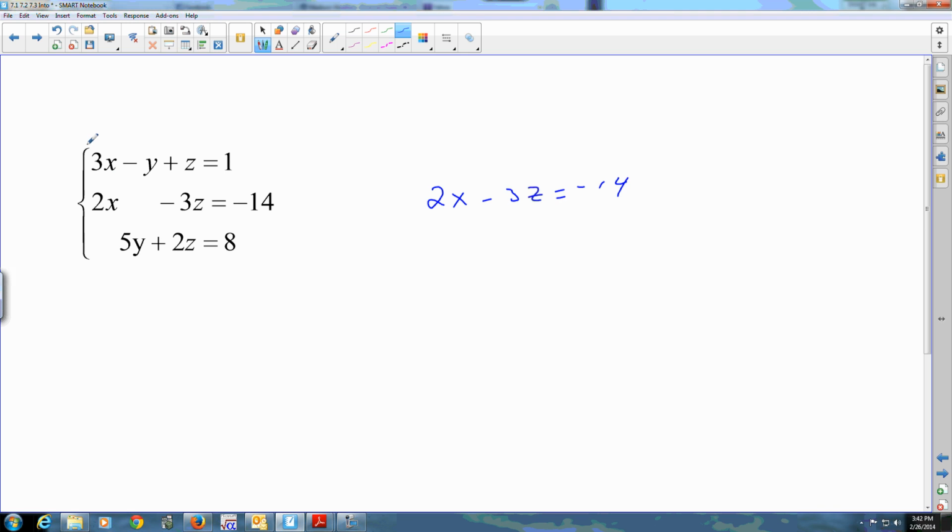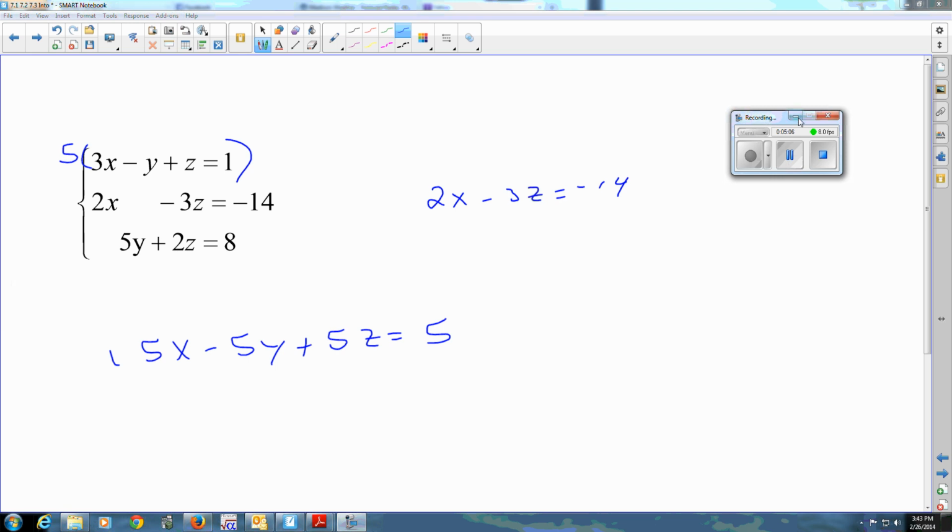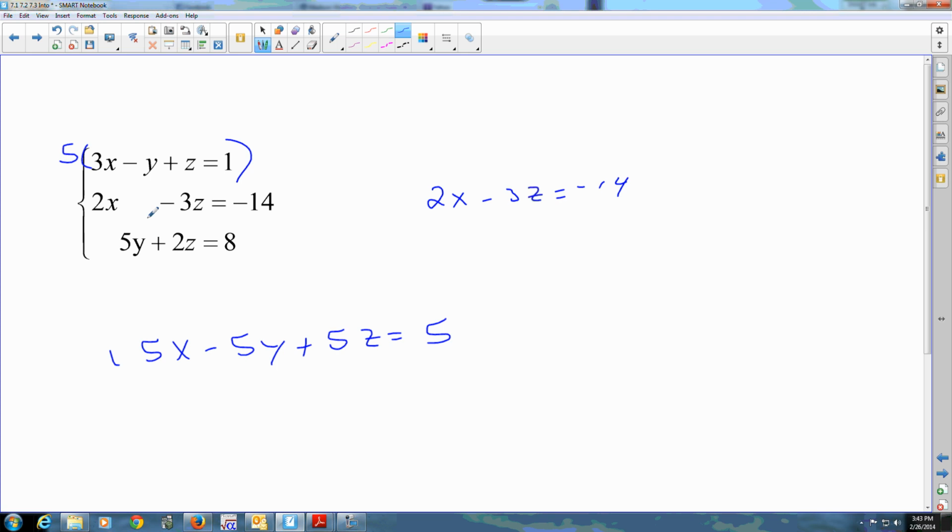So if I take this top equation and multiply it by 5, I get 15x minus 5y plus 5z is equal to 5. Sorry for the interruption. I took 5 and multiplied it through the top equation. The bottom equation is 5y plus 2z is equal to 8. If you combine these two equations now, you get 15x, those cancel out, plus 7z is equal to 13.